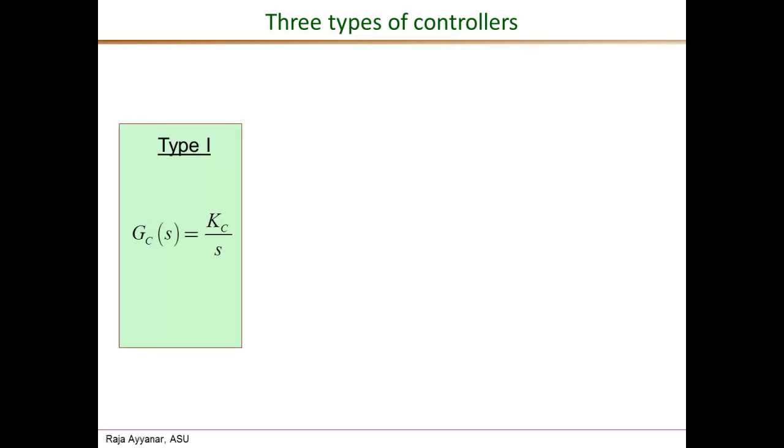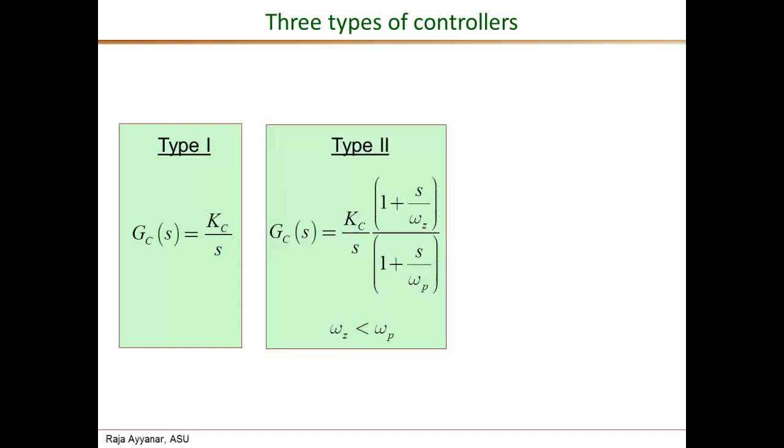So there are three types of K-factor based controllers that we'll be studying, widely used in DC-DC controller design. The first one is type 1, and it is a simple integrator with the gain Kc. Type 2 has the same integrator Kc over s. In addition, it has one zero at omega z and a pole at omega p, and omega z has to be lower than omega p. The zero has to occur earlier than the pole. Only then do we get a phase boost.